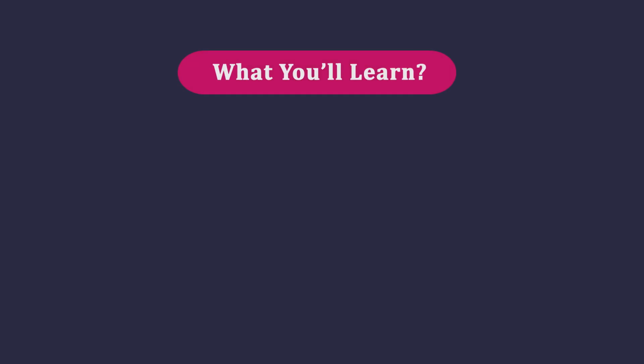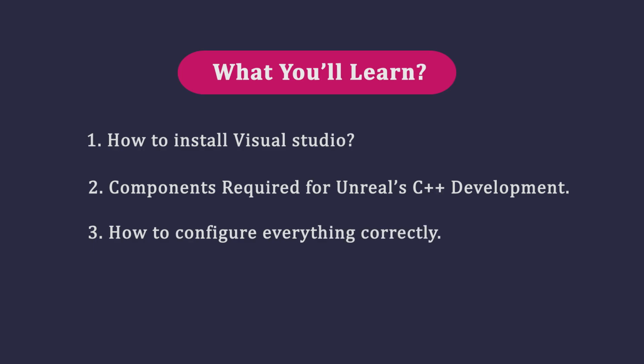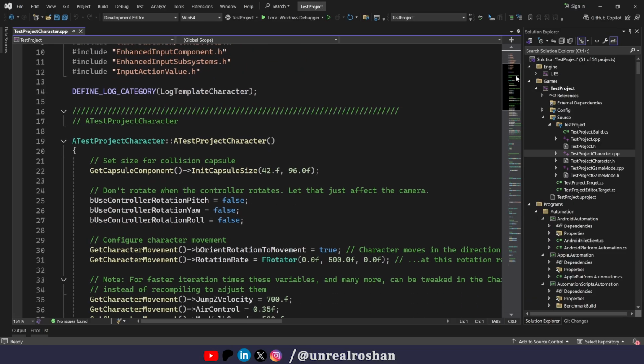Before we start learning Unreal C++, we first need to set up the tools required for development. In this video, I will show you how to install Visual Studio, which components are actually required for Unreal Engine, and how to make sure everything is configured correctly. By the end of this video, your system will be ready for Unreal C++ development. Let's get started.